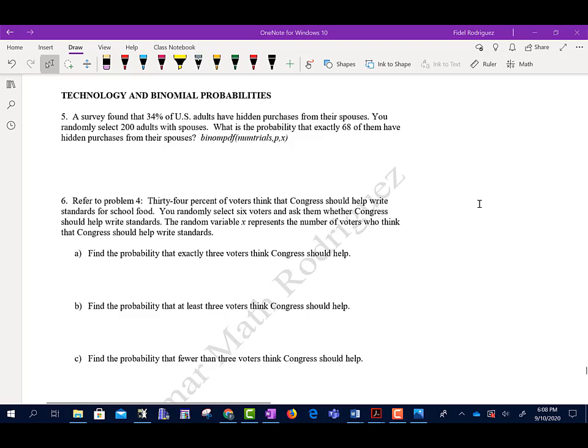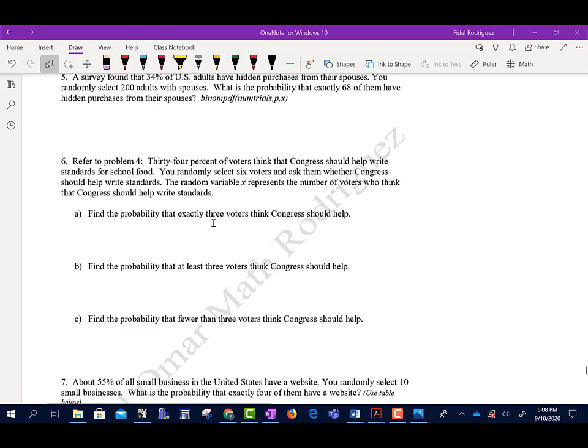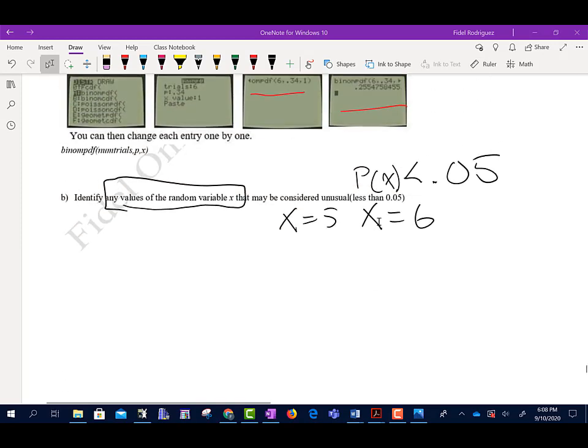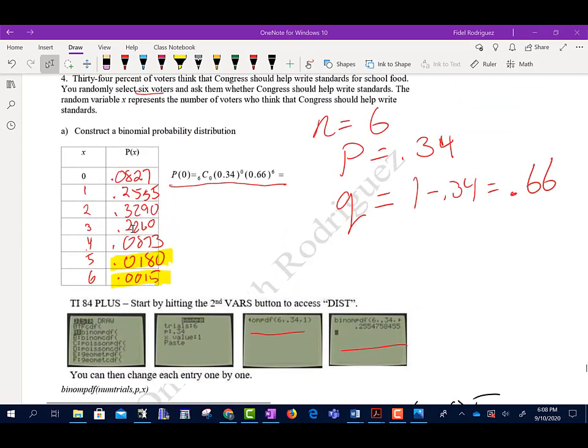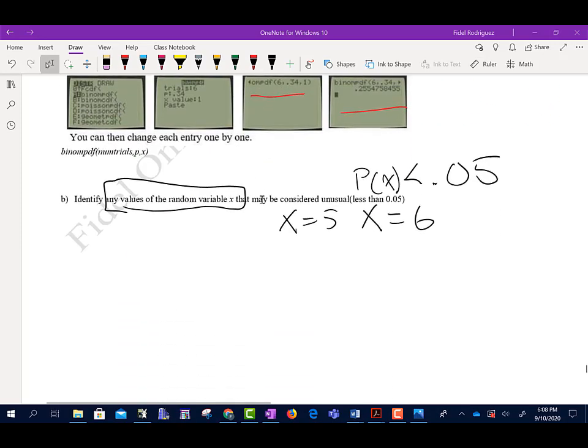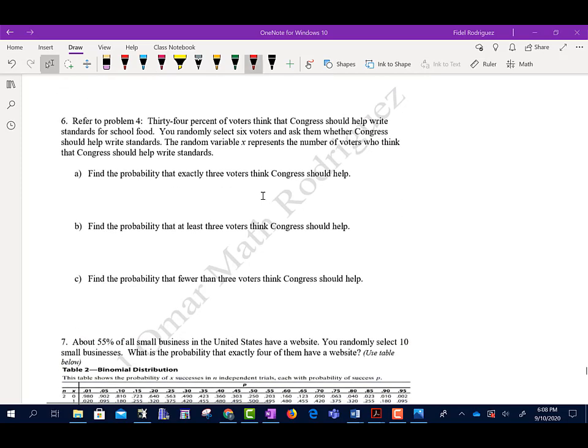So we got a couple more problems here, guys, out of 4.2. And I'm actually going to go to problem number 6 first, because it's referring back to the problem that we just did with the Congress and the 34% of the voters and so on and so forth, right? Okay, so it says find the probability that exactly 3 voters think Congress should help. So if I come back over here and I say, what was the probability of 3? We came up with 0.2260. So for part A, I'm just going to type in 0.2260, right?